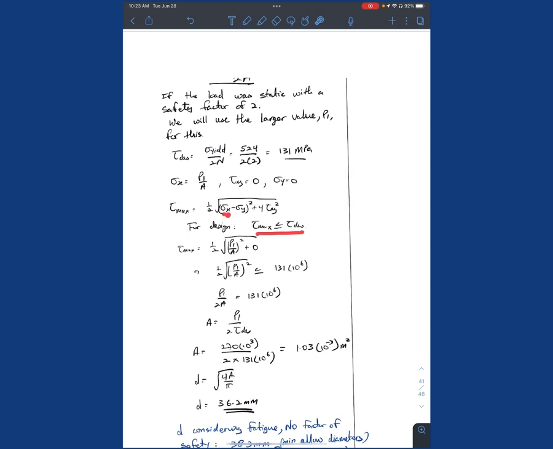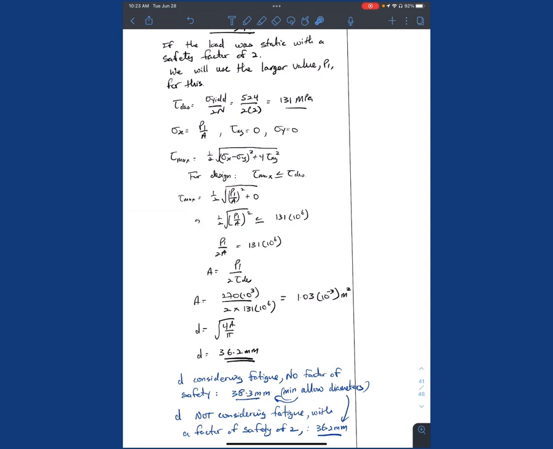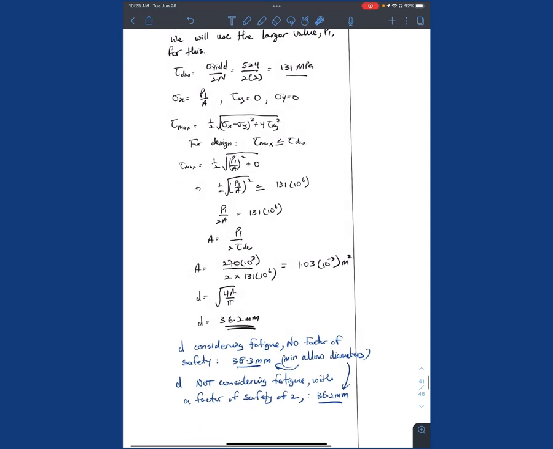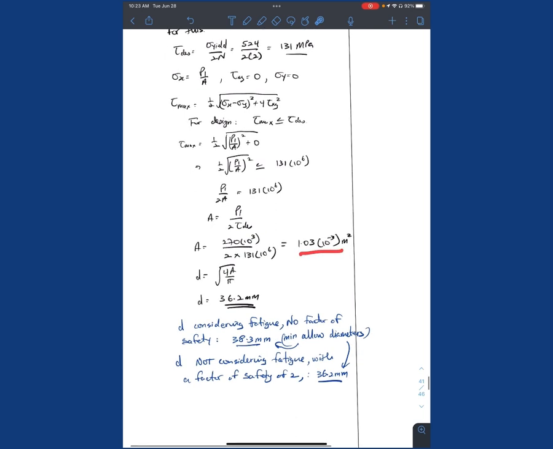So we substitute what sigma x, sigma y, tau xy are, well, it is 0, it's 0. So the equation breaks down to be very simple. This is our tau design. So again, we could solve for A. Substitute our values, and we have A given there. Then we could solve for D. So it's simple, and then you could automate these things in Excel.